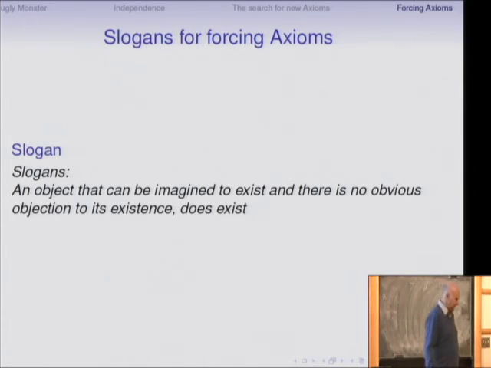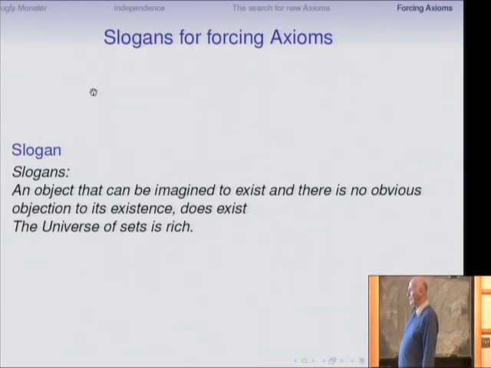So the slogan and the motivation is that as an object that can be imagined to exist, a set that can be imagined to exist, if there is no obvious objection to its existence, then it does exist. The universe of sets is rich, is saturated. It's a little bit like, again going back to an analogy, an algebraically closed field. You have a field and an equation. You can definitely imagine extending the field so that it has a solution. Then why shouldn't it have a solution? That's the kind of richness the universe of sets has.